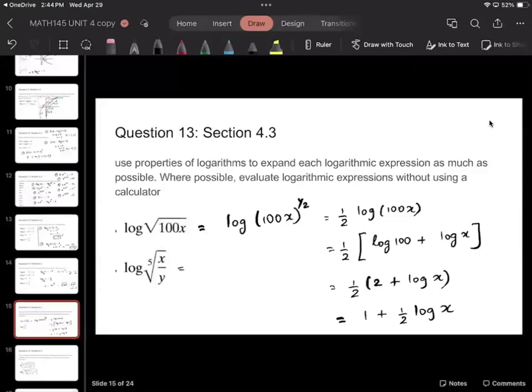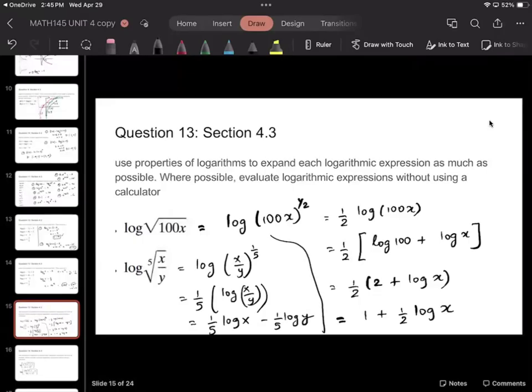The other one can be written as log of (x over y) to the power of 1/5, which is 1/5 log of (x over y), which is nothing but 1/5 log x minus 1/5 log y. Okay.